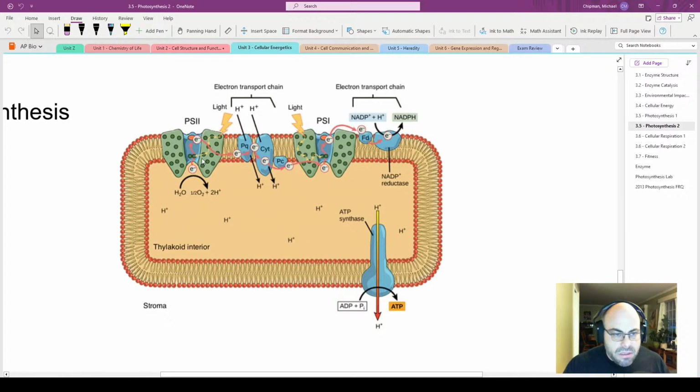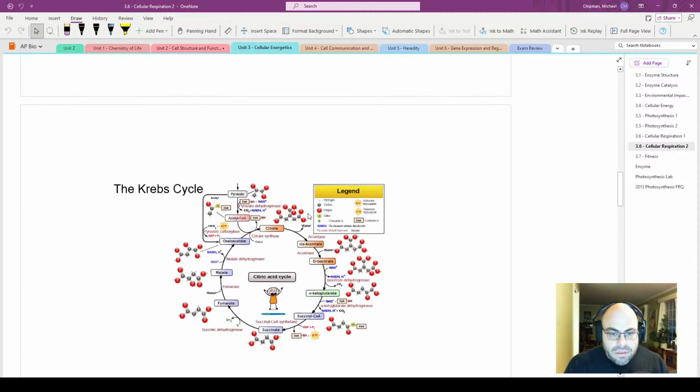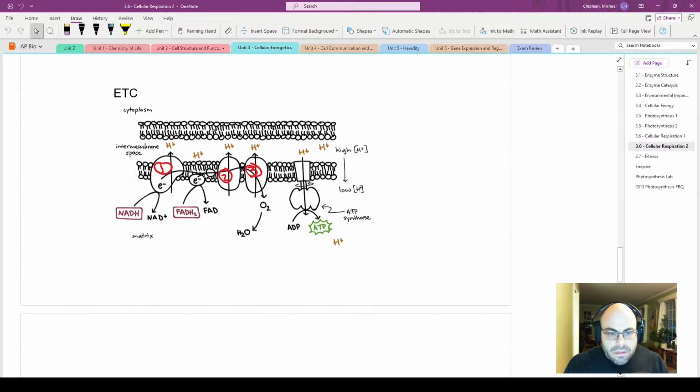The difference is in photosynthesis, the ETC is still powering the proton gradient here, but it is not using oxygen as the final electron acceptor. It is making ATP. There it is right there. And as opposed to in cellular respiration, let's find it real quick. Here it is.